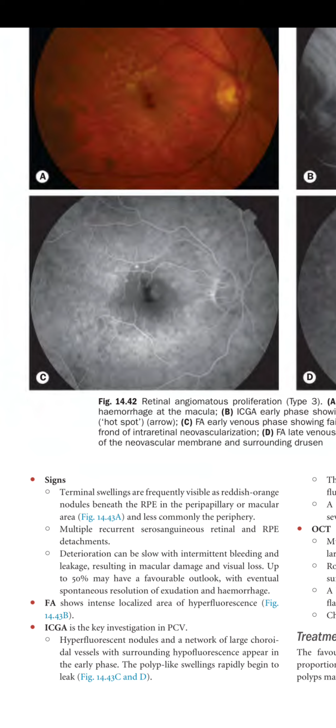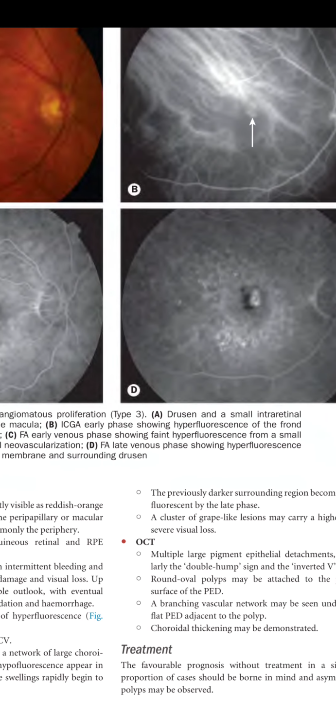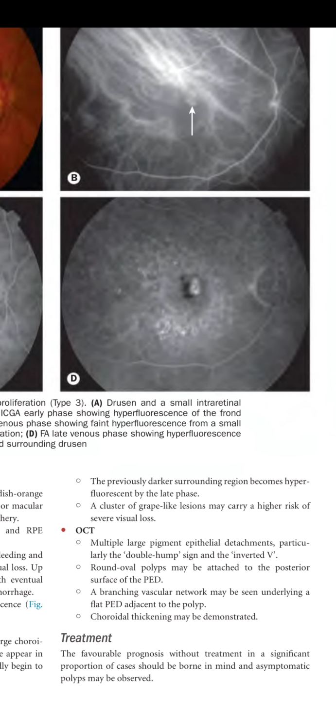FA shows an intense localized area of hyperfluorescence. ICGA is the key investigation in PCV. A hyperfluorescent nodule and a large network of choroidal vessels with surrounding hypofluorescence appear in the early phase. So, in the ICGA, it appears as a hyperfluorescent nodule, and there is a network of large choroidal vessels and surrounding hypofluorescence. The polyp-like swelling rapidly begins to leak. The previously darker surrounding region becomes hyperfluorescent by the late phase.